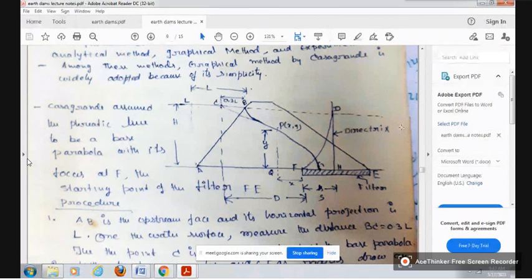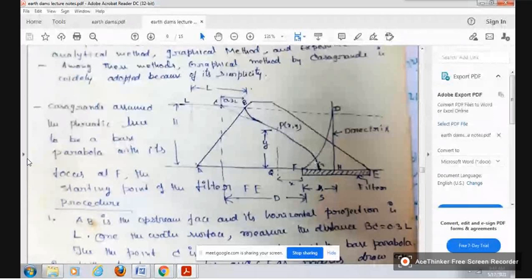It will cut the filter at H, right? We know F. Now we have located H. So G is the midpoint of F and H. This is the end point of the parabola. So C is the starting point of the parabola and G is the end point of the parabola. Now we have to locate the points in between C and G.